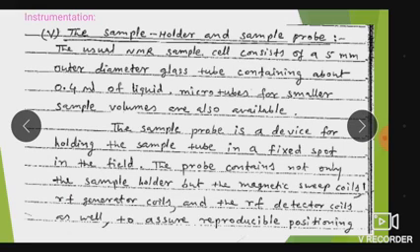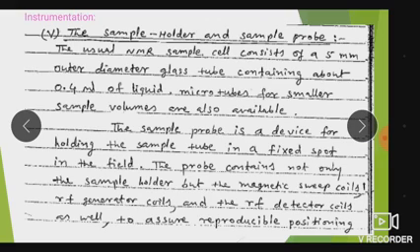The sample holder and sample probe. Most important is the type of sample used for the NMR recording, and how the sample holder is there. The usual NMR sample cell consists of a 5 millimeter outer diameter glass tube containing about 0.4 ml of liquid. Microtubes for smaller sample volumes are also available. The sample probe is a device for holding the sample tube in a fixed spot in the field.